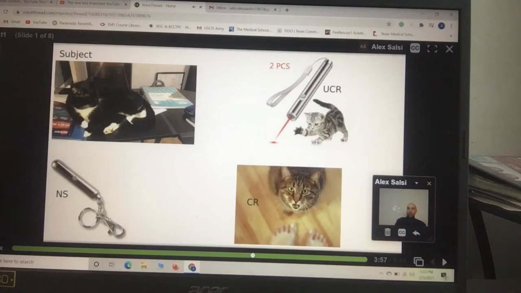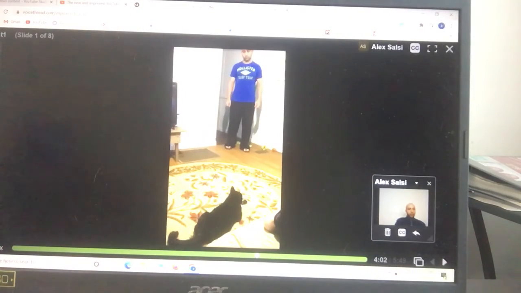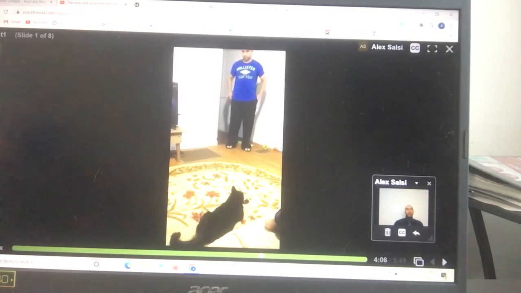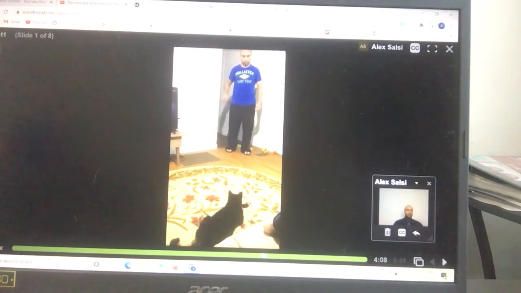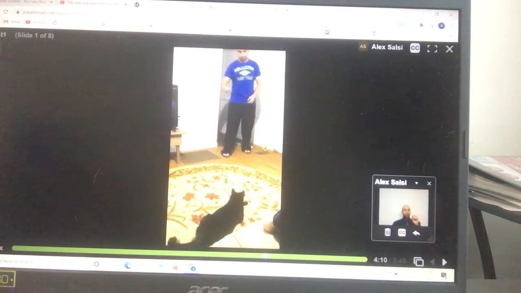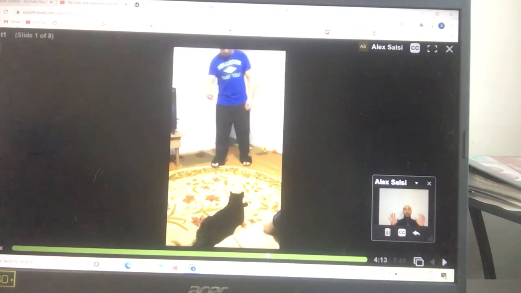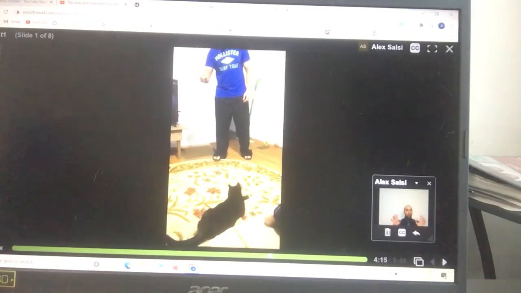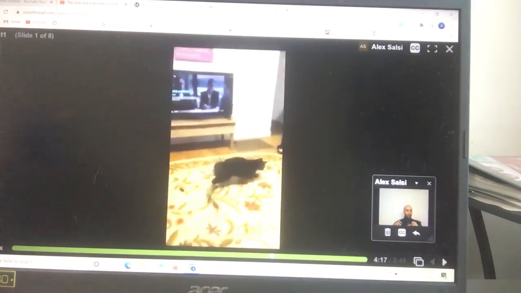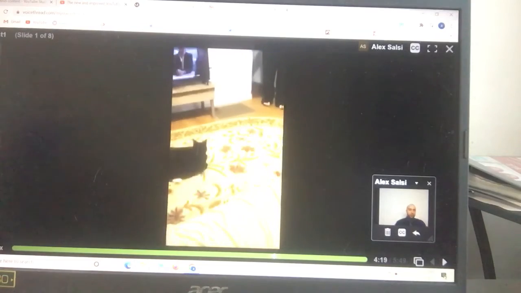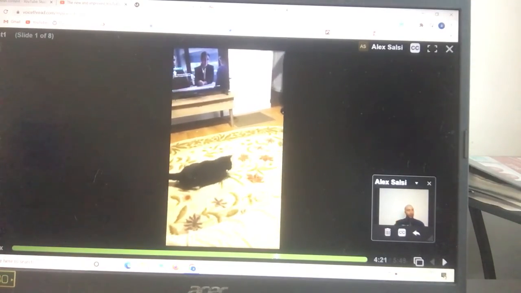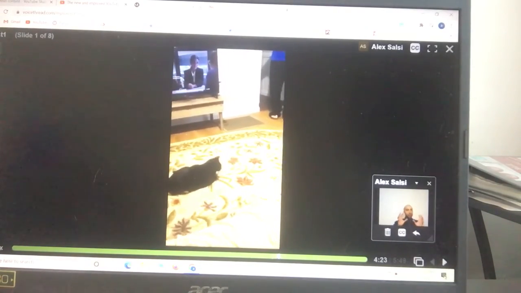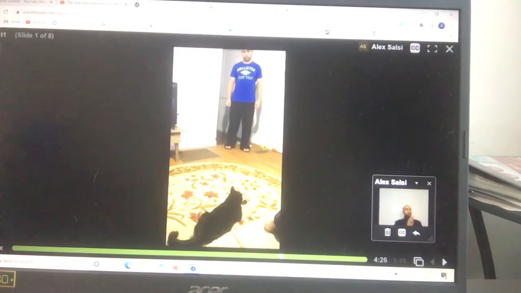And here is a brief video of the experiment. As we can see, when I start to move the chain, the cat starts to become more aware of the situation, and when finally the laser arrived, she became even more excited, but she did show excitement even before the arrival of the laser.